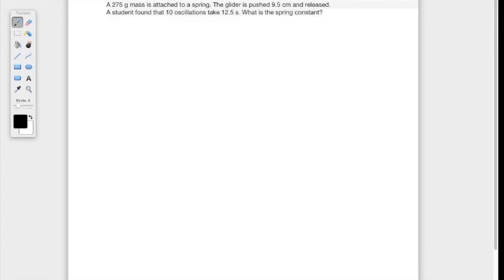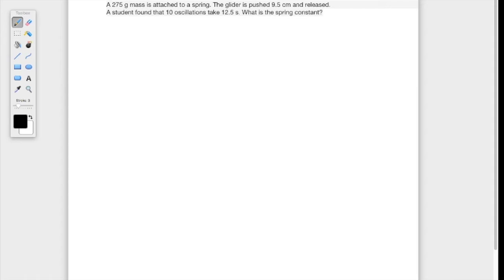Alright, so here we have a slightly different problem. A 275 gram mass is attached to a spring and then it's pushed 9.5 centimeters and then released. A student found that 10 oscillations take 12.5 seconds, but we're trying to find the spring constant here.